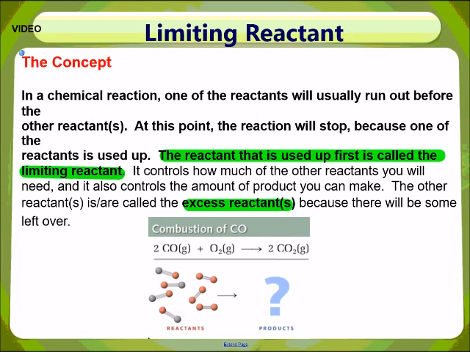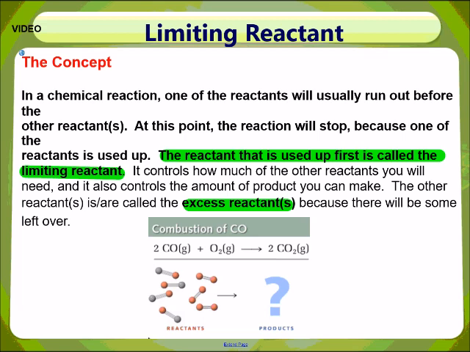All right, chem students, today we're going to be talking about limiting reactant. In a chemical reaction, one of the reactants will usually run out before the other reactants. At this point, the reaction will stop because one of the reactants has been completely used up. The reactant that is used up first is called the limiting reactant.